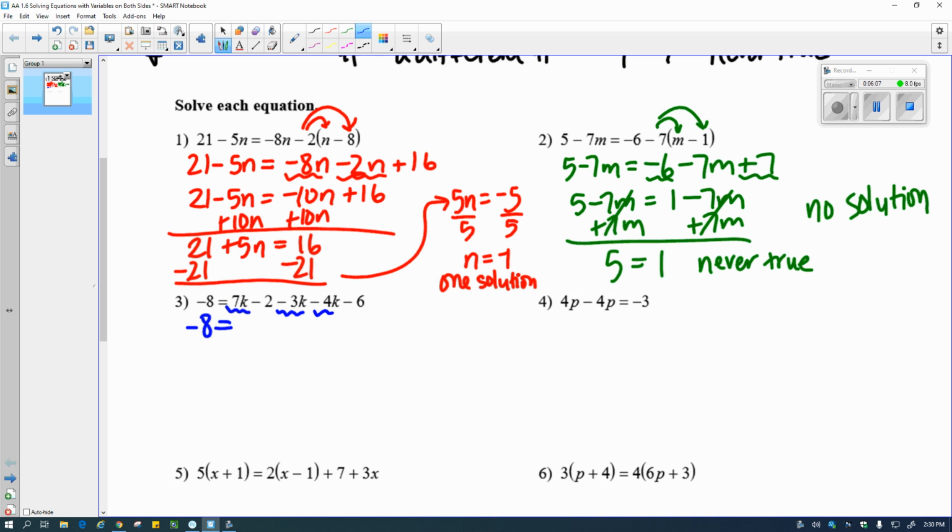7k minus 3k minus 4k, well, that's 0k. And then negative 2 minus 6 is minus 8. Well, 0k is like 0, so I have negative 8 equals 0 minus 8, or negative 8. Negative 8 equals negative 8. That's always true.